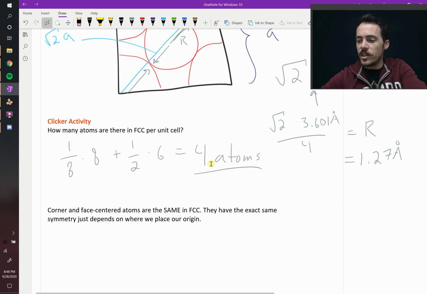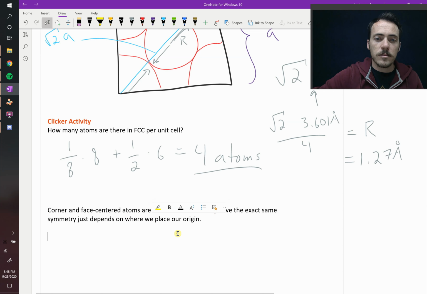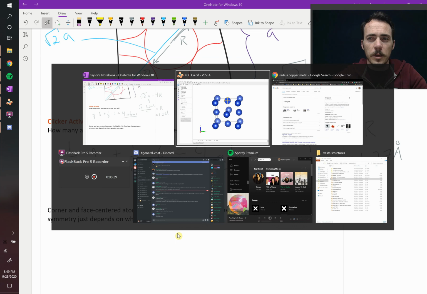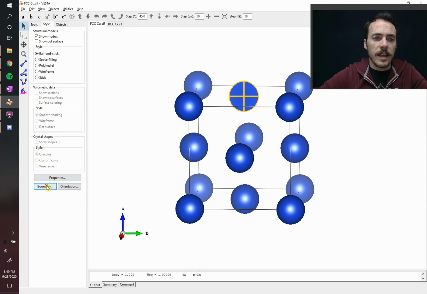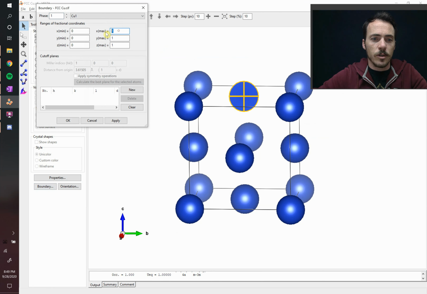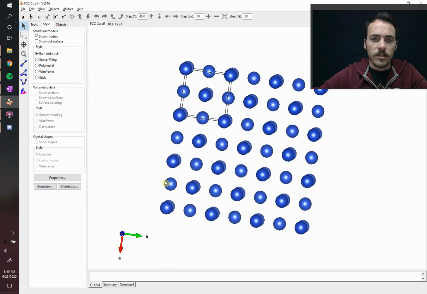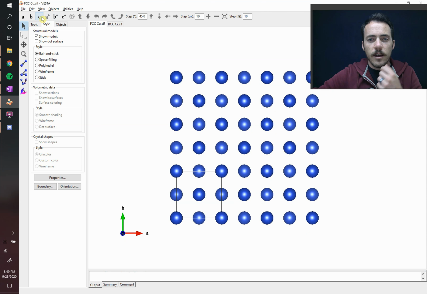Now, something that's interesting is that in this structure, the corner and the face-centered atoms are the exact same. They have the same symmetry. It just depends on where we place our origin. Now, let me explain what I mean by that. Imagine this. I'm going to add some additional unit cells here just to show you. Let's do 3 by 3, for example, right? So now let's look at this along the C axis, one of these axes.